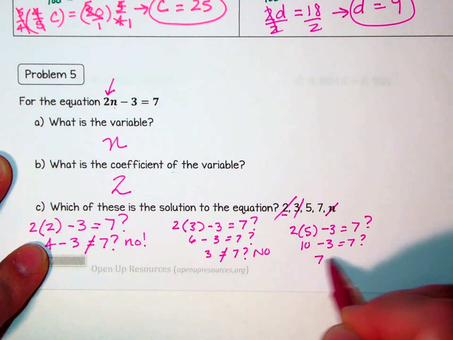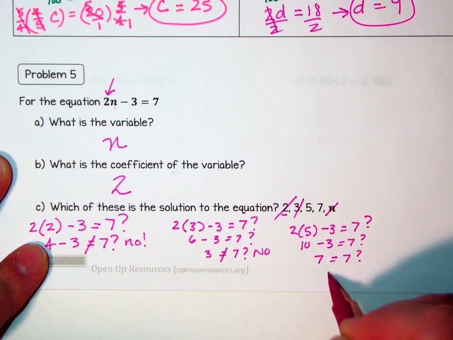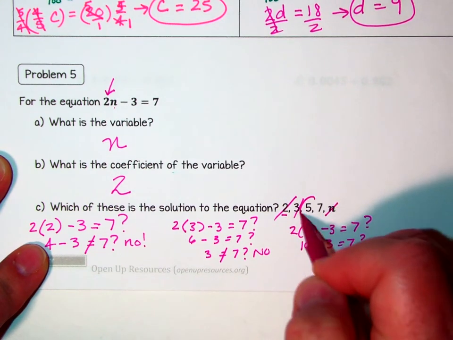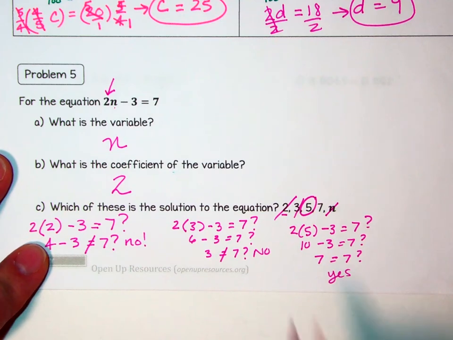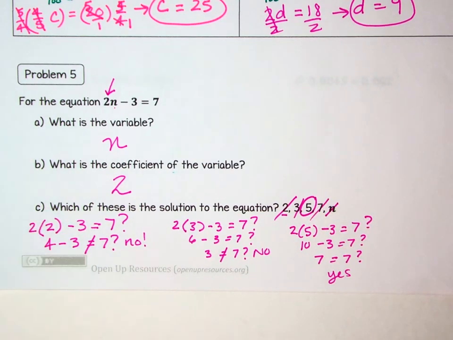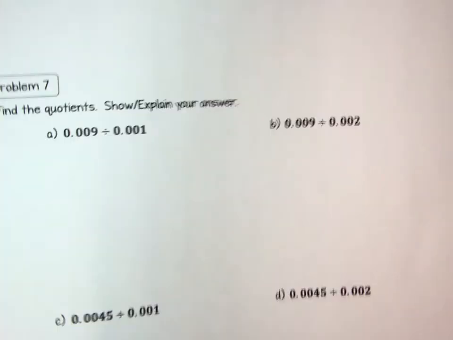10 minus 3 is 7. Does 7 equal 7? Yes. So 5 is our solution. And we don't have to bother checking 7. Okay. And we're almost to the end.